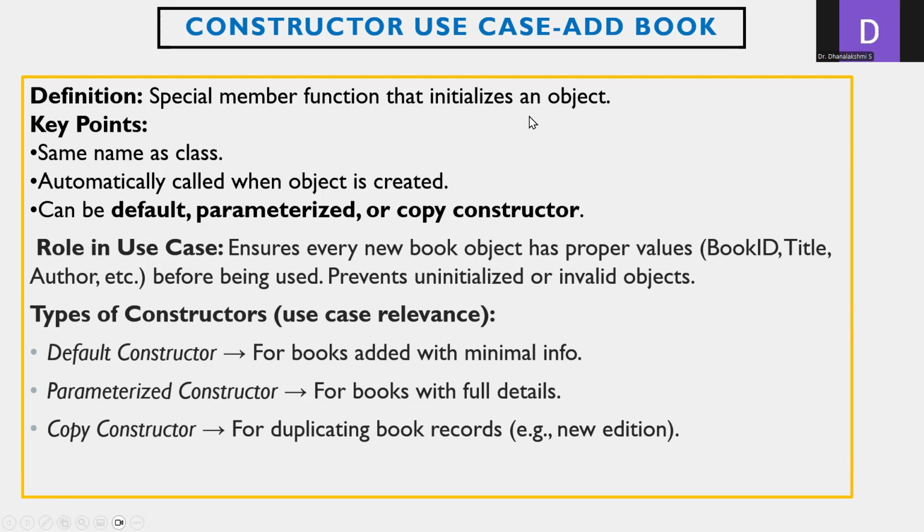This first point is a mandatory point to be noted. And there are three different types of constructors. Default constructor is used when no details are passed, for books added with minimal information. Parameterized constructor is used when full details are provided for the books. And copy constructor is used to duplicate an existing book record, which means a new edition.